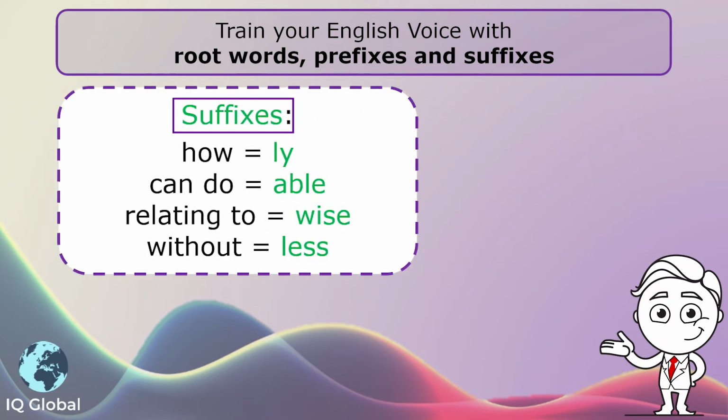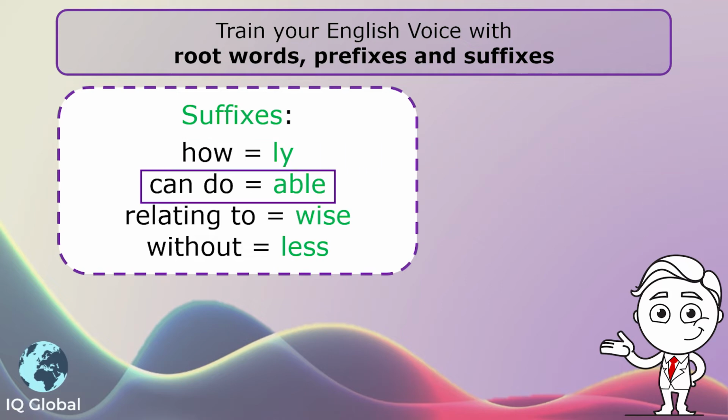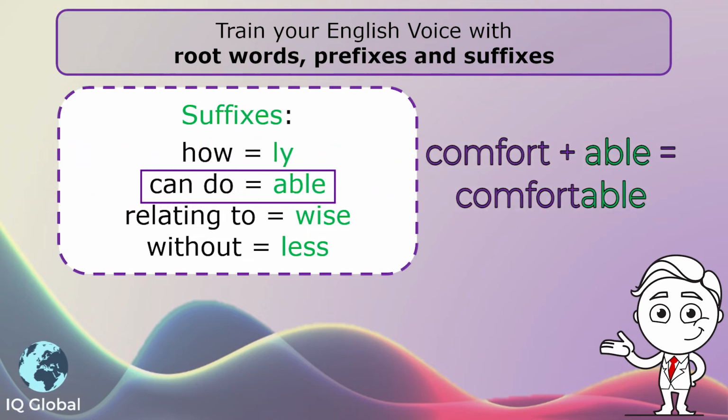Now let's have a look at some suffixes. Ly means how. For example, clearly. To see clearly. Able. This means can do or can be. When we add able as a suffix, we pronounce it able. For example, comfortable.